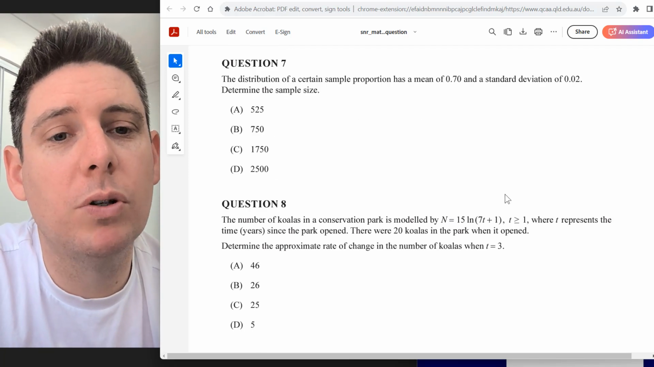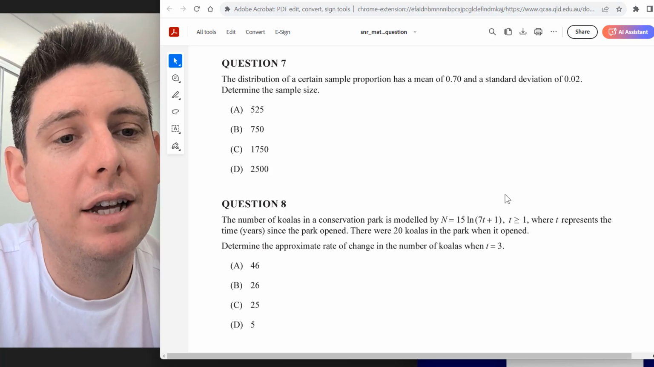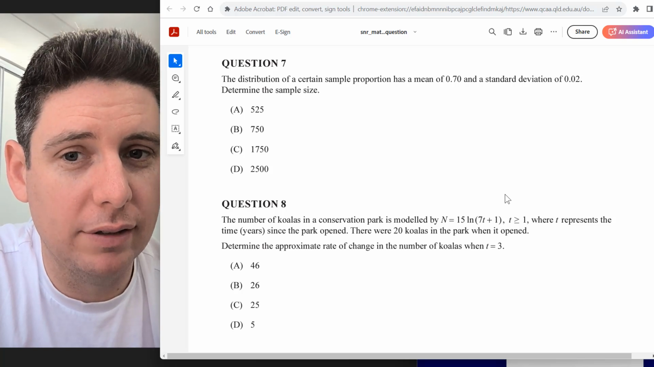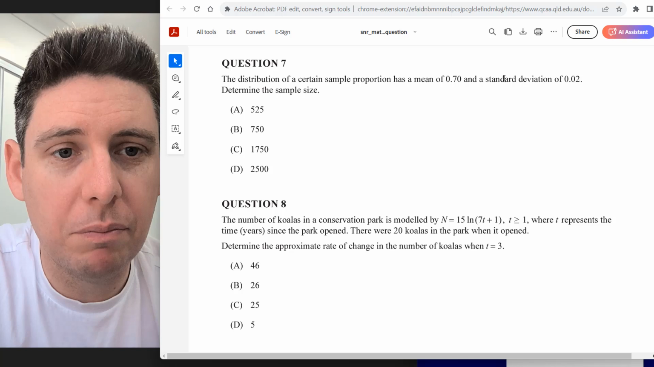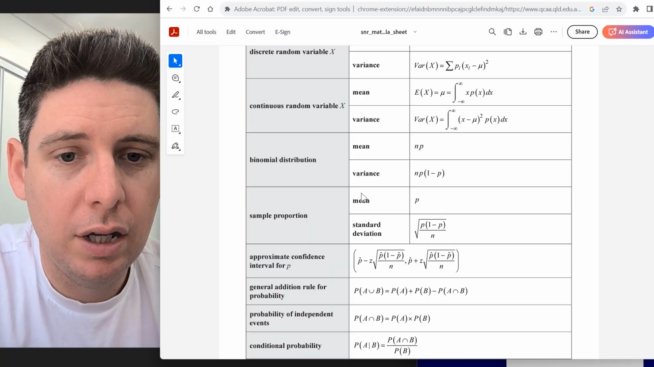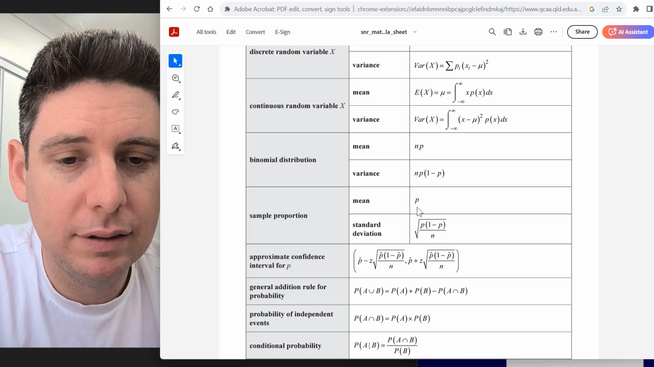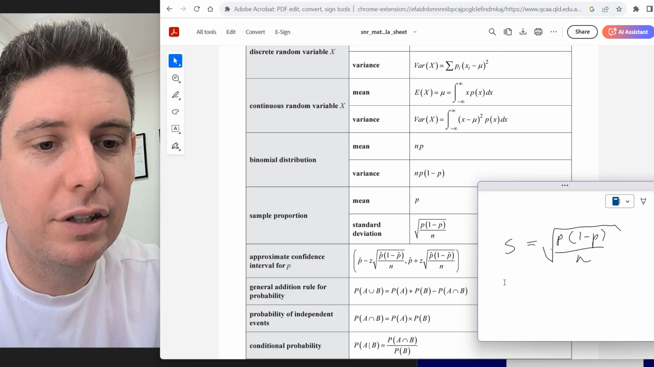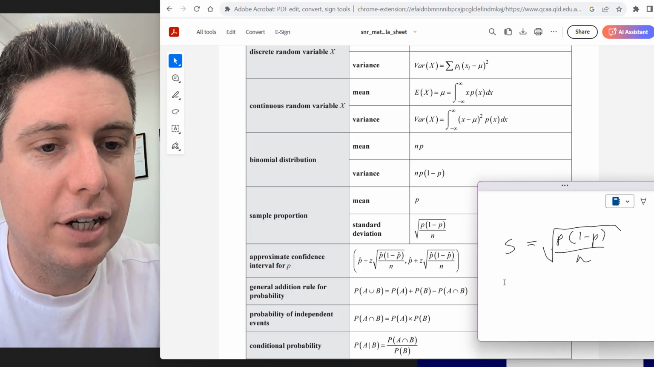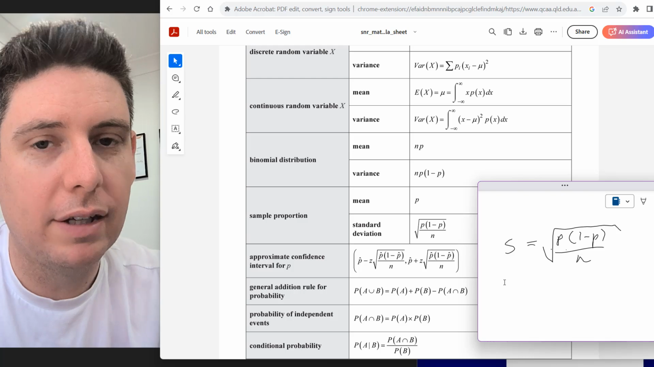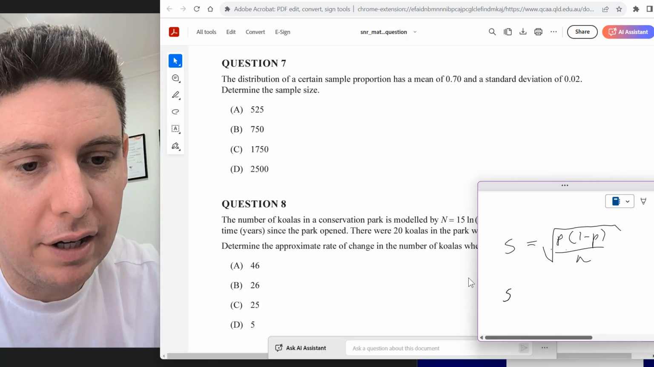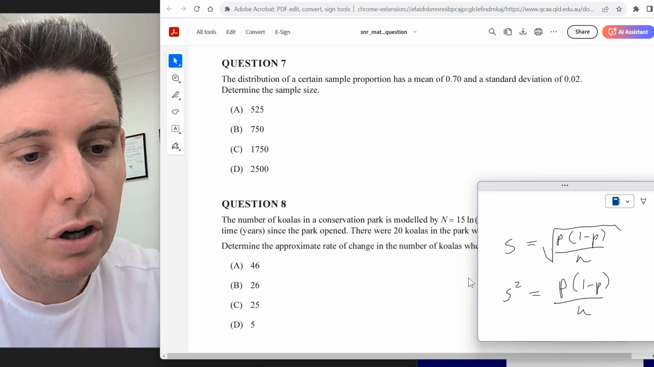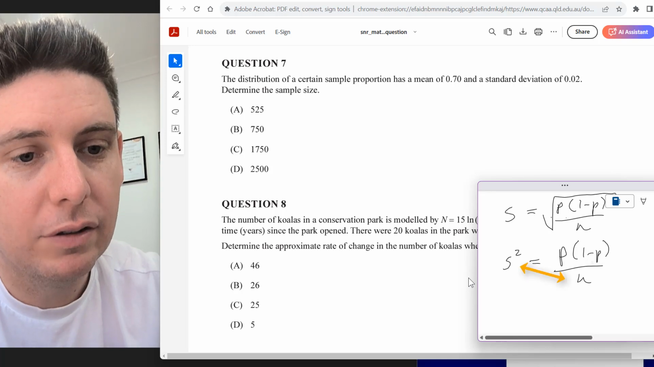Okay, question 7. Distribution of certain sample proportion has a mean of 0.7, standard deviation of 0.02. Determine the sample size. So if we go to our formula sheet, we're looking for mean and standard deviation. Mean of P, standard deviation of this. So if we rearrange this formula, standard deviation equals this, we will get our solution. So standard deviation squared equals this. We bring the n up the top and divide by s squared.